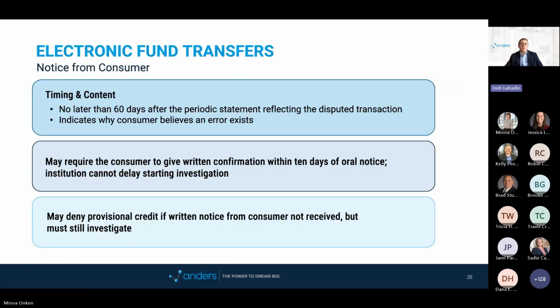All right, so the initial notice of the customer's dispute. The dispute must be received within 60 days from when the institution sent the periodic statement reflecting the transaction, and then the notice should indicate why the customer believes an error occurred. You're obligated to begin investigating upon receiving either a verbal or written notice. You can require written notice within 10 business days after the verbal if you want, but your timer still starts at the verbal. The difference is you don't have to give provisional credit if you require written and the customer does not provide it.